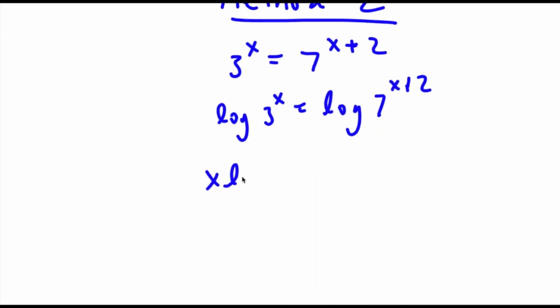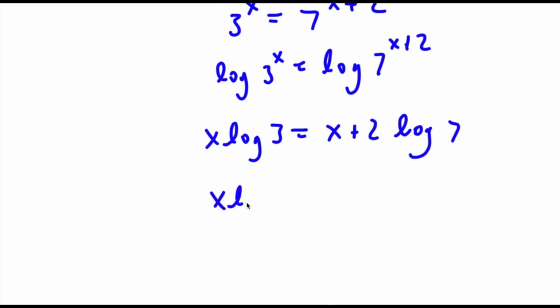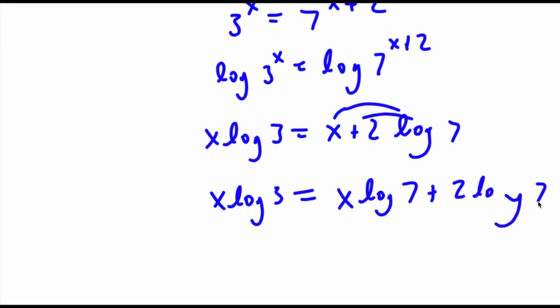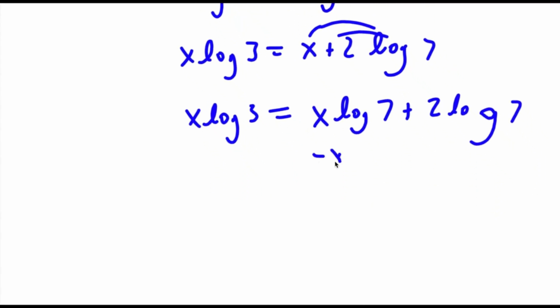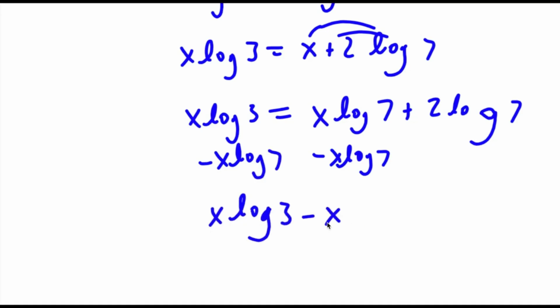And now I would have x times log 3 is equal to x plus 2 times log 7. Now the x and 2 distribute, so I have x times log 7 plus 2 times log 7. Now if I subtract x times log 7 on both sides, I have x times log 3 minus x times log 7 is equal to 2 times log 7.